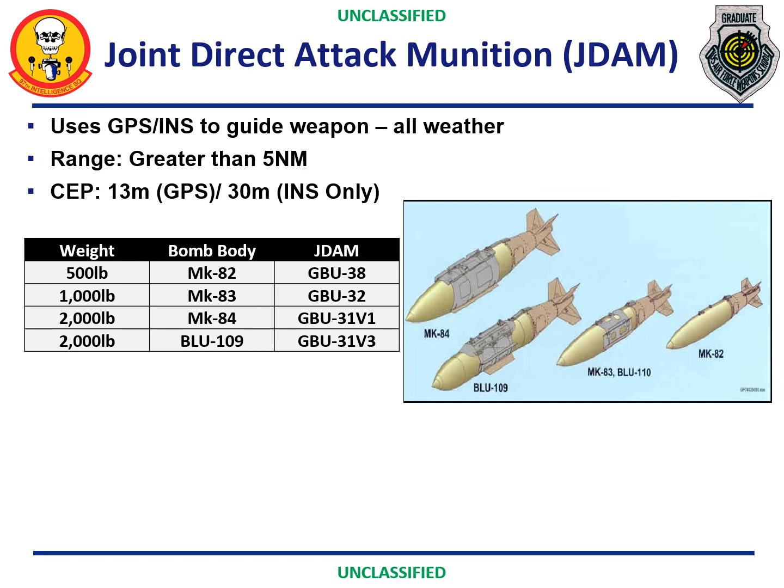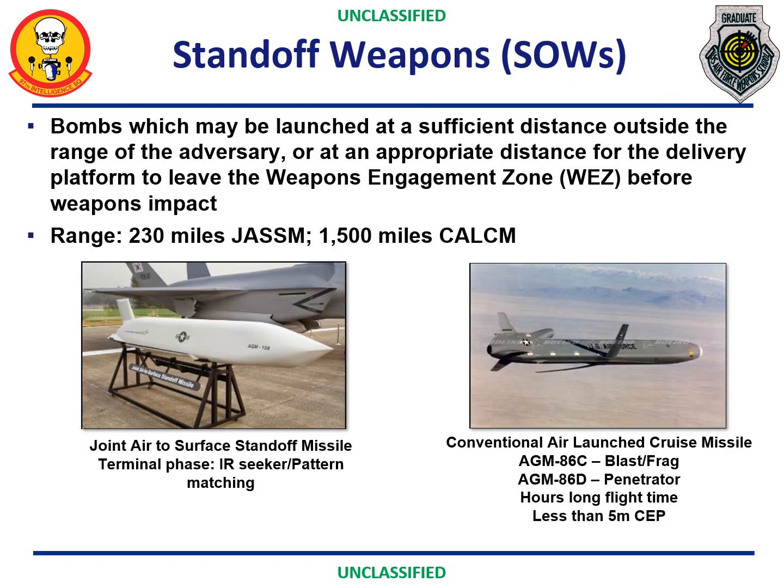So sometimes for short you can just say V1, V3 if your platform carries both GBU 31s. So the last type of bomb I'd like to talk about today are called standoff weapons.